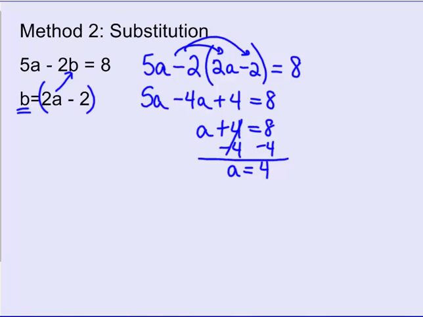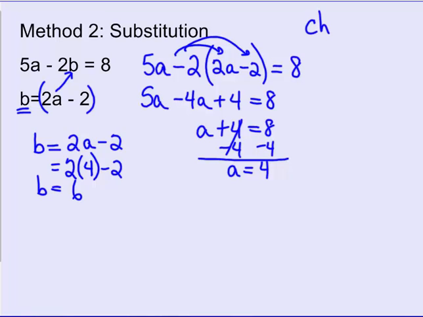I'm going to substitute that back into the second equation, b equals 2a's minus 2. And I get 2 times 4 minus 2. So that's 8. 8 take away 2. b is 6. Again, I'm going to leave the check. Please write the original equations in your check, and check that a equals 4 and b equals 6.